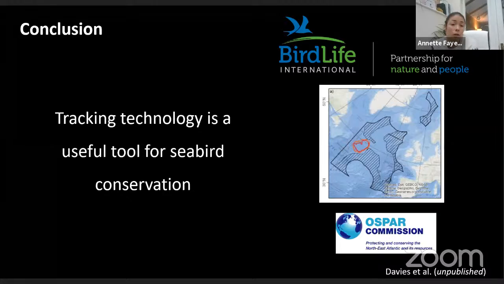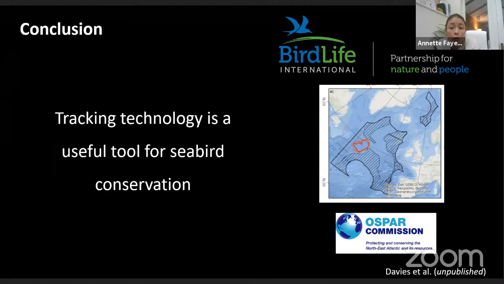So to conclude, this shows that tracking technology can be a really useful tool for seabird conservation. Not only have these studies given us insight into what's happening to these puffins, but the migration data I presented earlier was also shared with BirdLife International, who used it alongside lots of other seabird tracking data to propose a new marine protected area important for seabirds in the Northeast Atlantic, which is currently under review by OSPAR and will hopefully be approved soon.